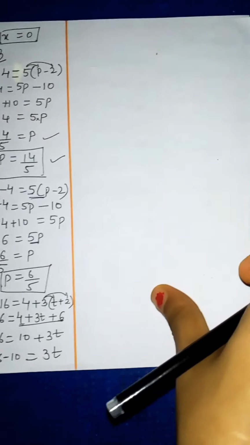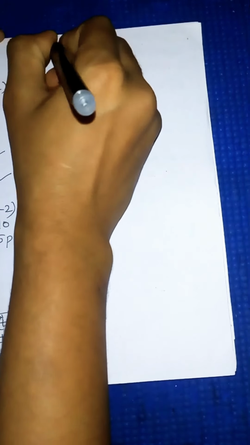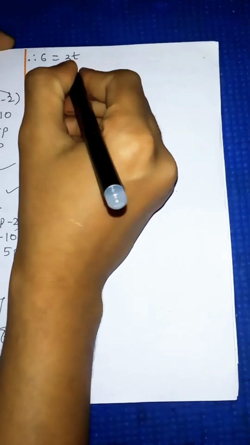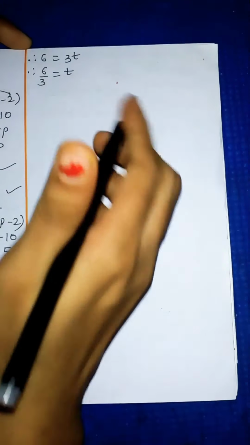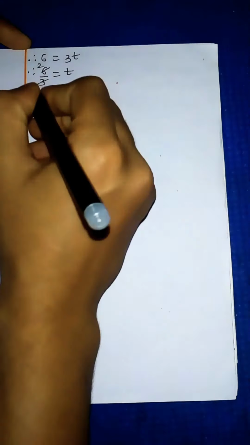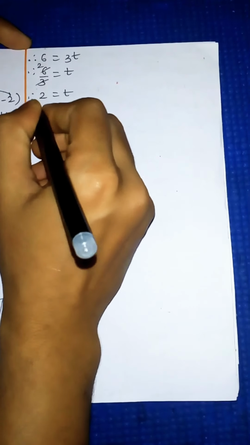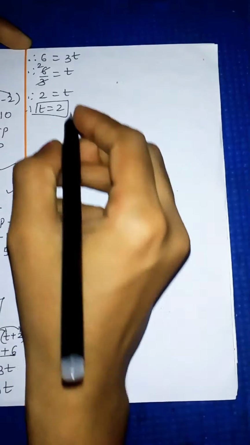Now moving ahead with our next step. So the next step will be 16 minus 10 will be 6, and that is equal to 3t. So 6 equal to 3t. Now this 3 is in multiplication, so this 3 will go here in division. And this side t, the variable can be on any side, don't get confused. Now 3 ones are 3 and 3 twos are 6. So 2 equal to t, or you can also write t equal to 2. Both are the same. So this was the third sum.